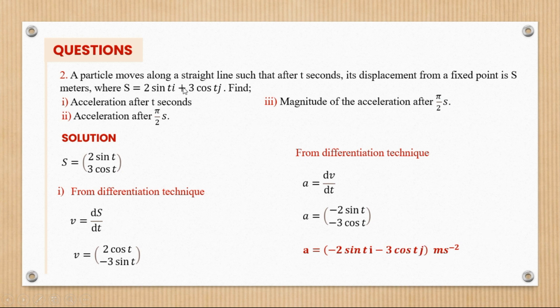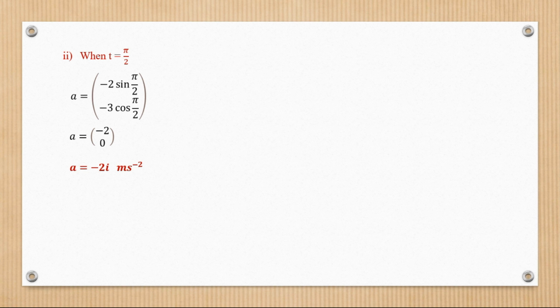Now in part 2, we're being told to find the acceleration after pi over 2 seconds. So when t is pi over 2, where there is t, I'm going to plug in pi over 2 in acceleration, and then I'll have a as being negative 2 and 0, which is the same as negative 2i meters per second squared.